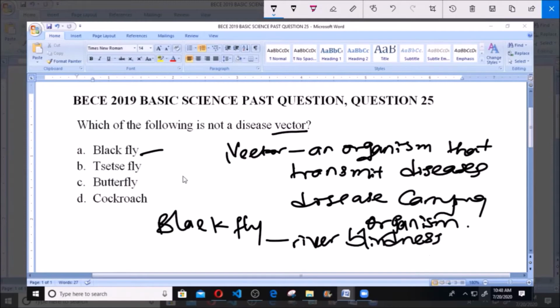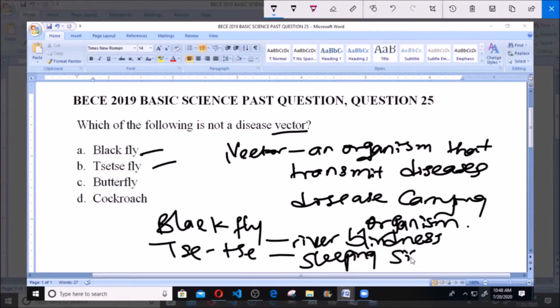Now fly on the other hand. I'm very sure most of us have heard of this word fly. Fly transmits or causes what we call sleeping sickness. Whenever you are being bitten by a fly, you notice that the person begins to sleep anyhow.